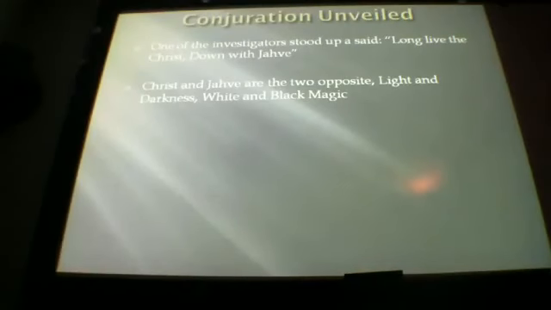So once one of the investigators stood up and said, "Long live the Christ, down with Jave," which is a negative principle. Christ and Jave are the two opposites, light and darkness, white and black magic. So we know the power of the Christ is through transmuting the sexual energies, and Yahweh or Jave would be the exact opposite of that.